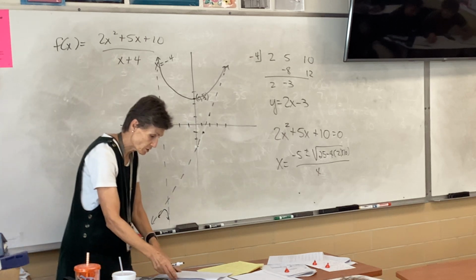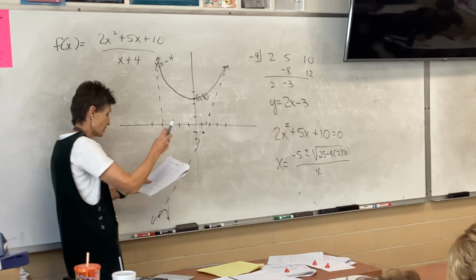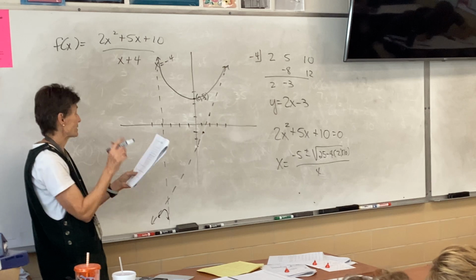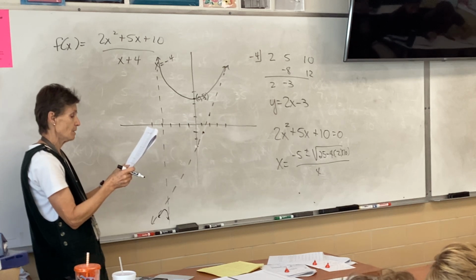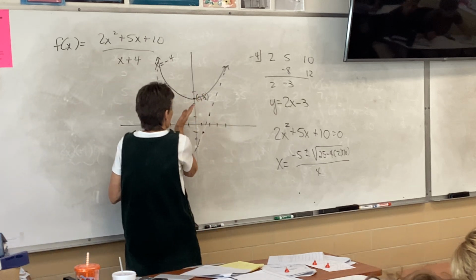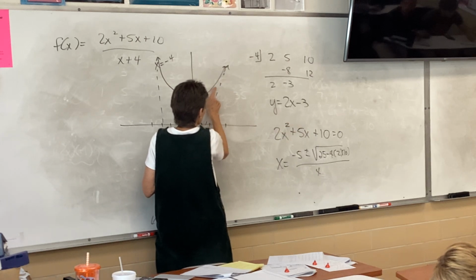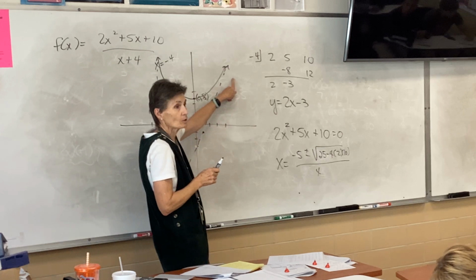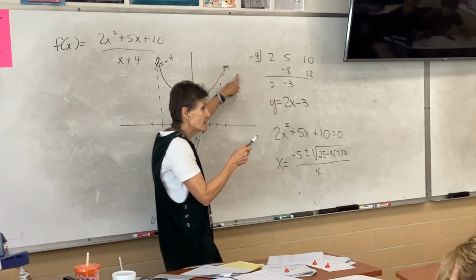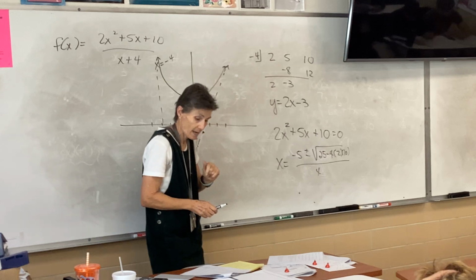So let's answer the questions. Identify any holes or vertical asymptotes. No holes, but we have a vertical at -4. Explain why F, that's our picture, looks linear for very large values of x. What that means is, as x gets bigger and bigger, as we go to the right, what is happening to our curve? It's getting closer and closer to this line. So why does it look linear? Because its slant asymptote is a line, and it's approaching its asymptote.